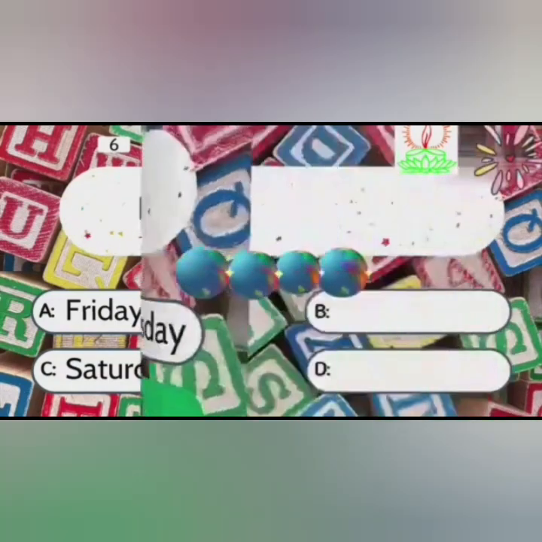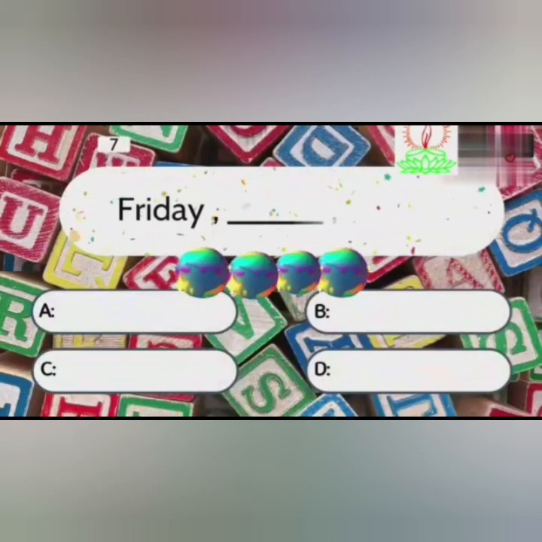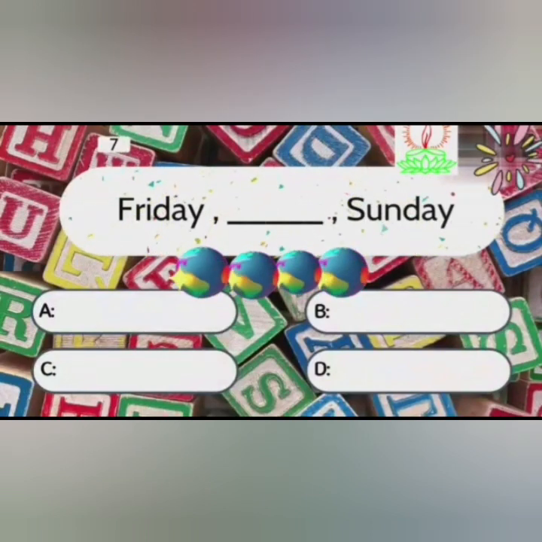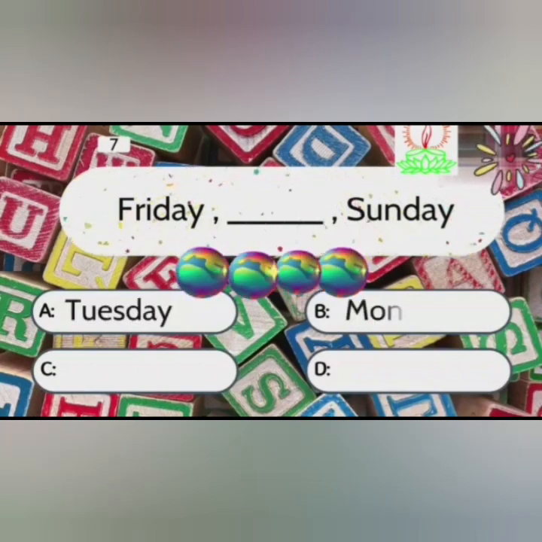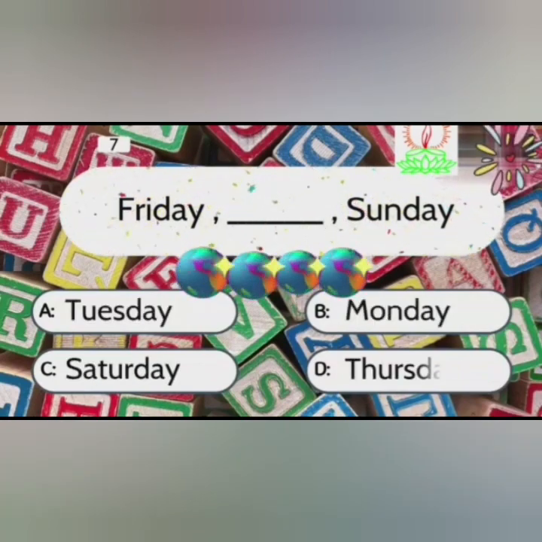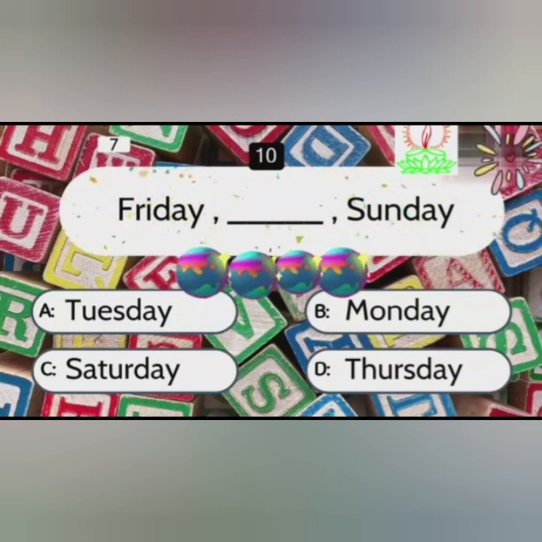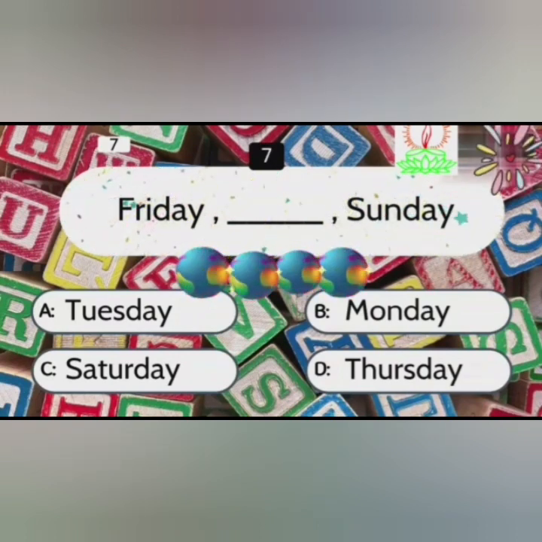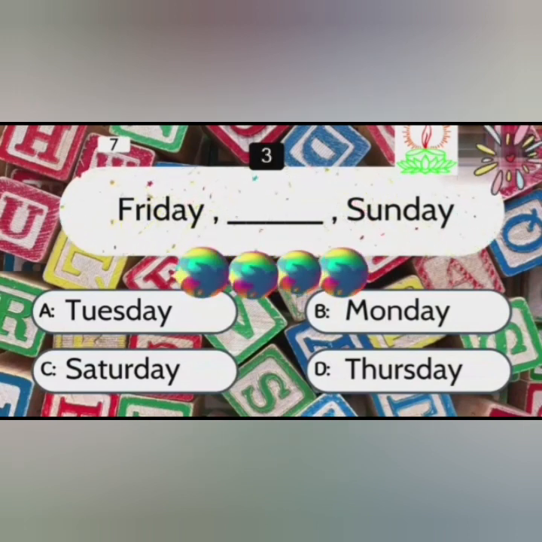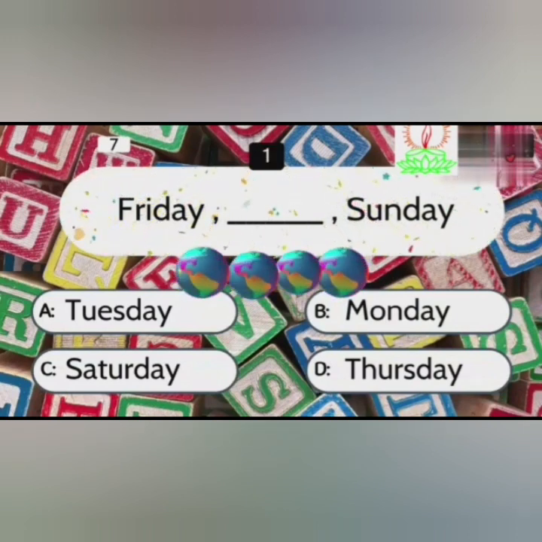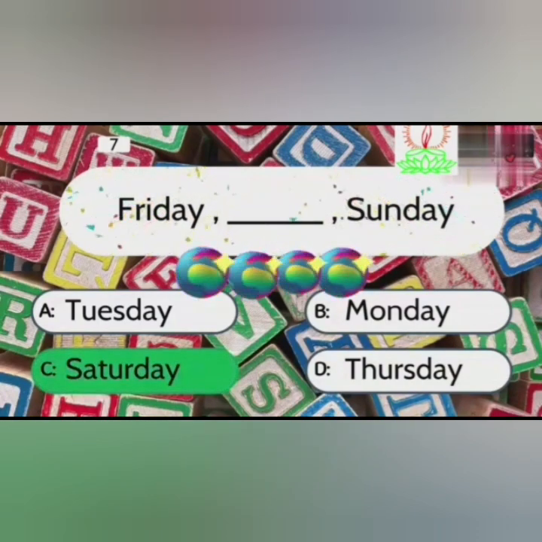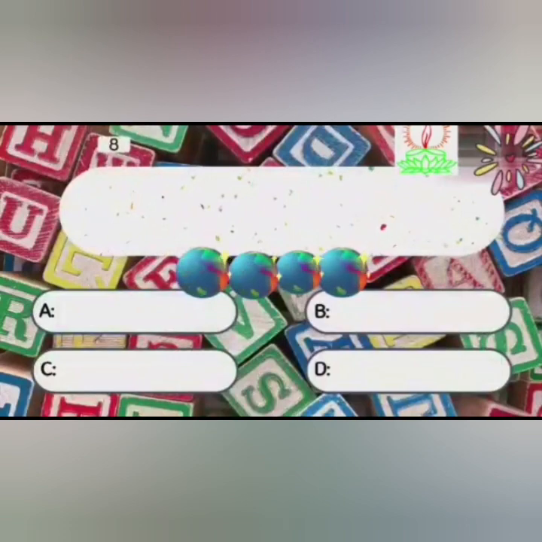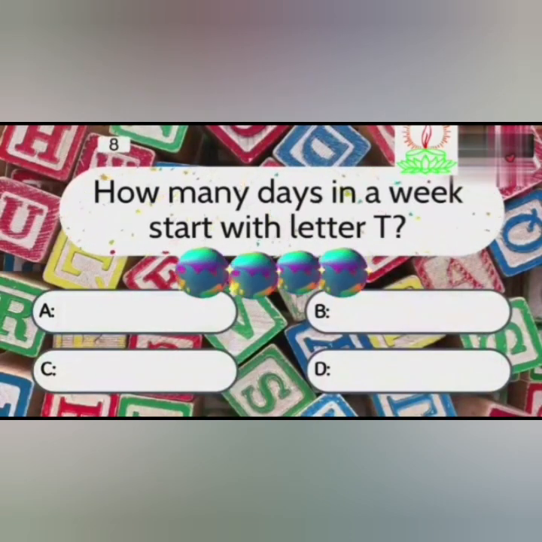Yes. Now, Friday dash and Sunday. What comes between this? After Friday or before Sunday, which day will come? Your option is Tuesday, Monday, Saturday or Thursday. Come on children, it's Saturday. Yes children, very good. The right answer is Saturday. Friday, Saturday, then Sunday.